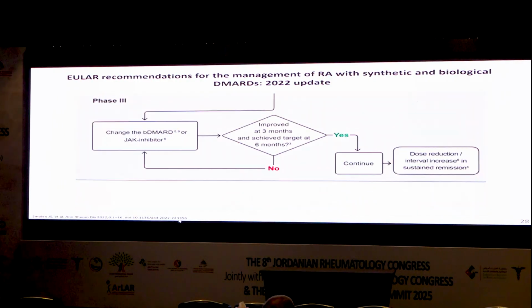Phase 3 depends on changing the biologic DMARD or JAK inhibitor to meet the patient's requirements. If the patient improved by 3 months and achieved the target at 6 months, we can continue with dose reduction and interval increase in sustained remission, according to whichever suits the medication I am using. If there is no response, we can change again.